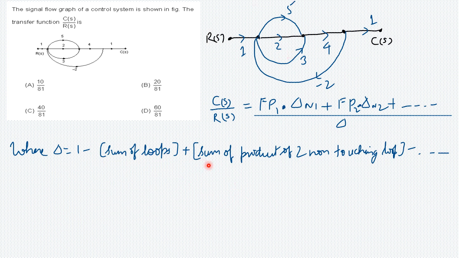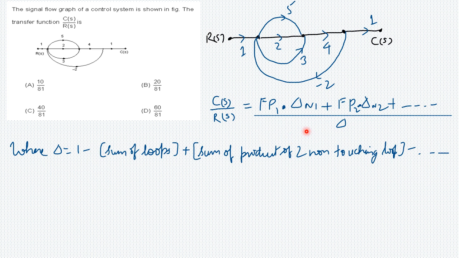Next it says the sum of products of two non-touching loops. Two non-touching loops means loops which do not have any node in common. You multiply those two loops and then add the product here. There can be many such pairs, so you can have more than one term. Similarly, this minus, this dot dot dot goes on if you have three non-touching loops, or 4, 5, 6, so it continues, and the sign alternates: minus, plus, minus, plus.